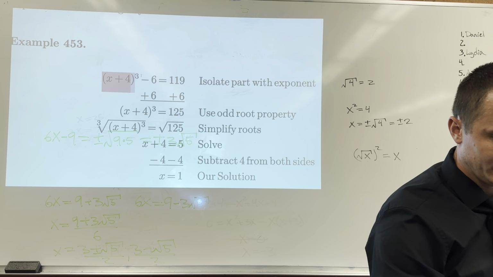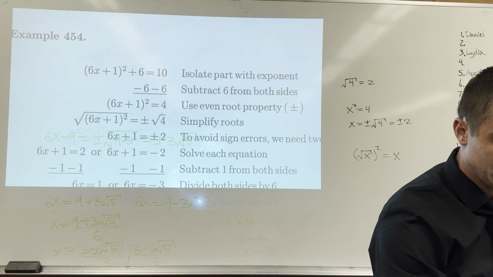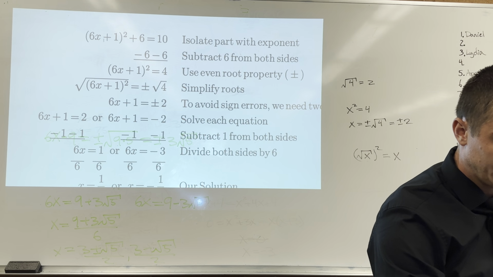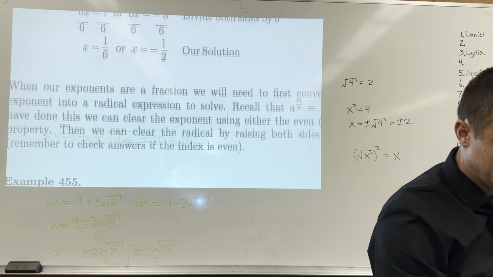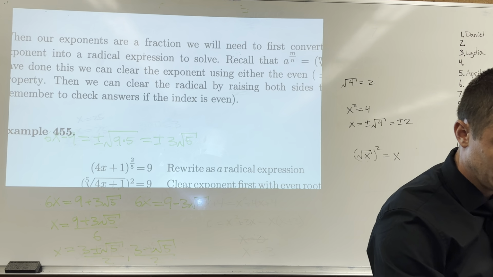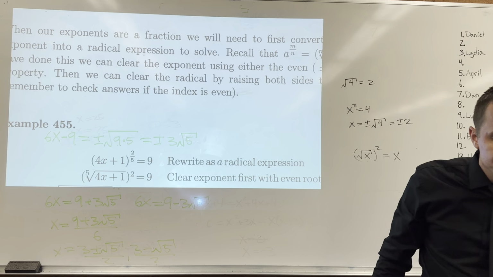With odds, it's the exact same thing. You're just taking the cubed root of each side. The cubed root, we only get one answer. So the even ones are in general harder. That's the same idea as the other ones. Let's see if we can get a harder one. Okay, here's a better one.